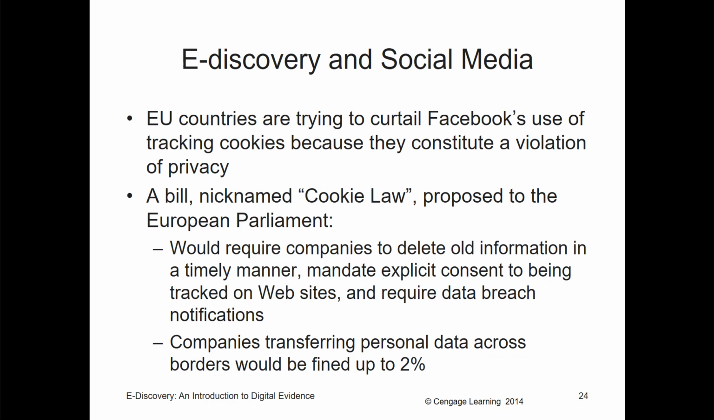EU countries are trying to control Facebook's use of tracking cookies because this constitutes a violation of privacy rights. A bill named Cookie Law was proposed by the European Parliament, and this would require companies to delete old information in a timely manner. Companies transferring personal data across borders could also be fined 2%. Though transferring personal data across borders gets very subjective because, again, where is the data truly being stored, and how do we define transferring between borders? Just because you're accessing the data in a different country doesn't mean the data is being transferred. So again, there are some issues with this.